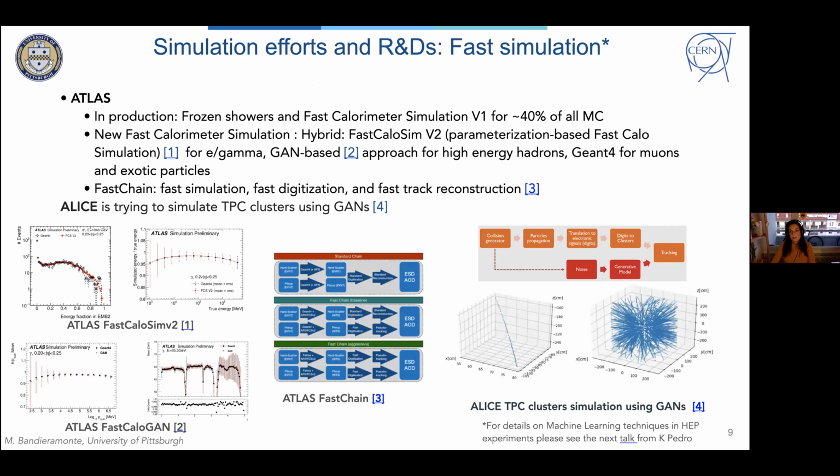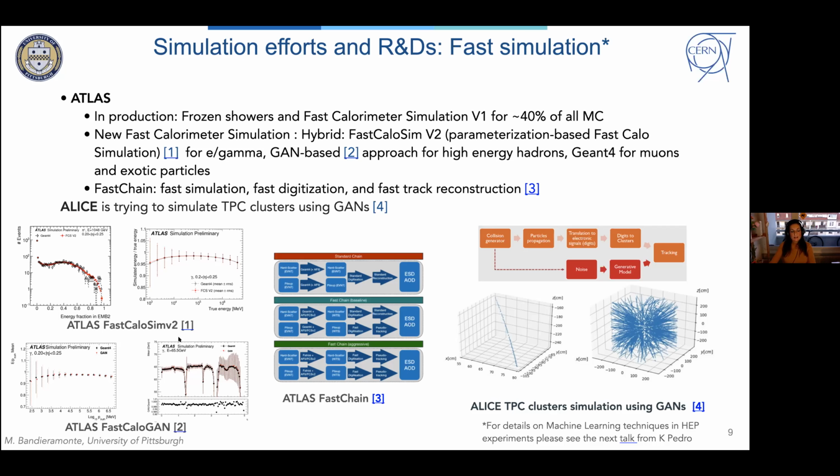Just a few words about fast simulation. I will not spend much time here because the next talk will be about machine learning. So Kevin will talk in more detail about that. But I wanted to put these slides here just to say that all the experiments are pushing a lot of effort in this respect for fast simulation techniques and machine learning.